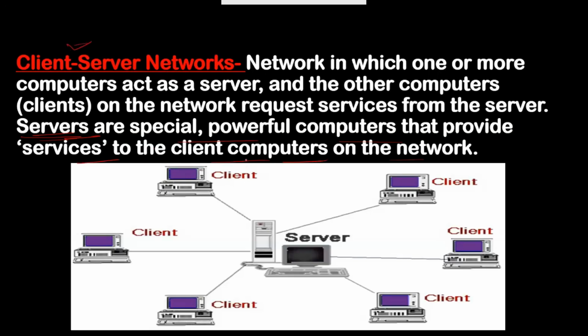Suppose you see a network in your organization and you have a lab. In that lab, some computers are clients and one or more than one computer is a server. So you can say that this is a client server network. And if all the computers are servers or all the computers are clients only, then you can say that it is a peer-to-peer network. Right? So this is the difference between the peer-to-peer and client server network.